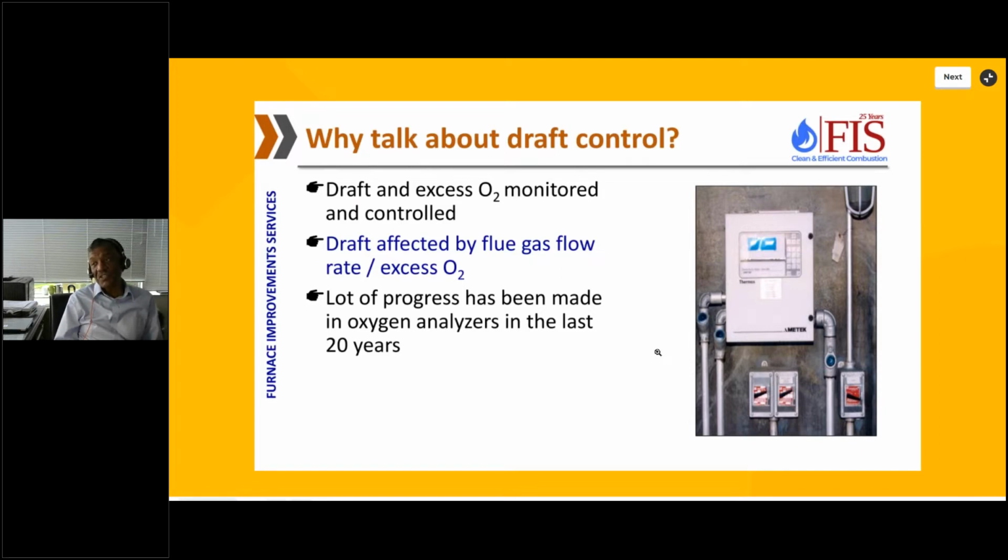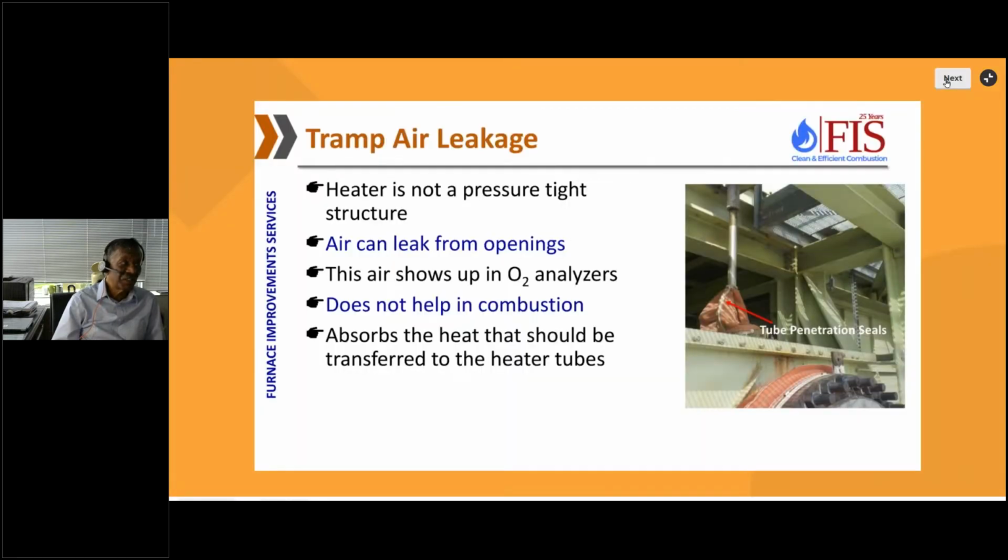The good news is that oxygen analyzers have improved substantially. There is a big improvement in oxygen analyzers, so we have very reliable oxygen analyzers. The heaters are not pressure-tight structures. Air can leak from different openings, if there are any openings: peep doors, expansion joints, penetration seals. And this O2, which is leaking, is called tramp air. It does not take part in combustion. It shows up in the oxygen analyzers, and it kind of messes up your O2 control. So our effort should be that all the O2 going into the furnace should be coming through the burners.